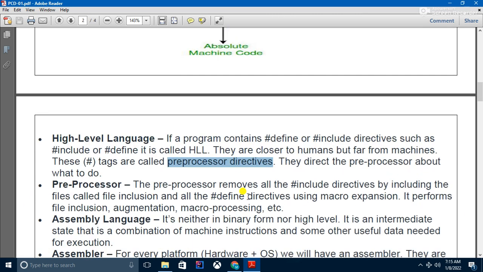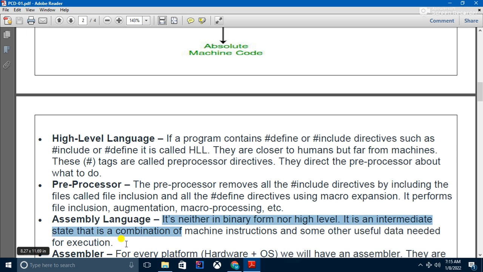Then the preprocessor removes all the hash include directives by including the files, called file inclusion, and handles all the hash define directives using macro expansion. It performs file inclusion, augmentation, and macro processing. Then the assembly language program is produced, which is neither in binary form nor in high level language. It is an intermediary state, a combination of machine instructions and some other useful data needed for execution.